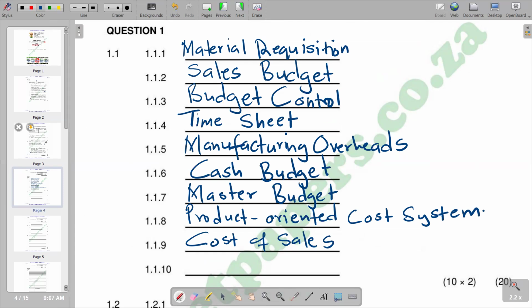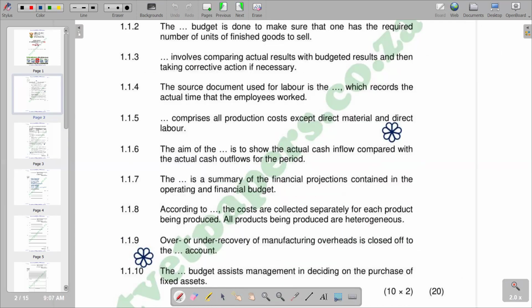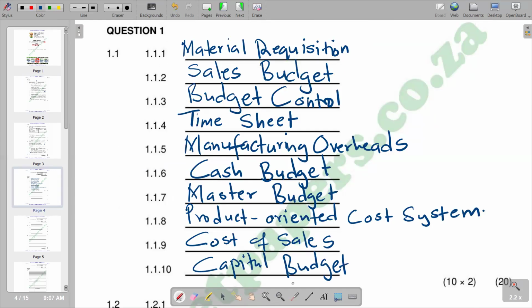So moving on to 1.1.10, on the purchase of fixed assets, I do know that this is the capital budget. Basically, the capital budget consists of long-term capital investments. And for the capital investments, we can put examples of all fixed assets or non-current assets, like machinery, equipment, and other examples that can also be fixed assets. So we are saying capital budget.